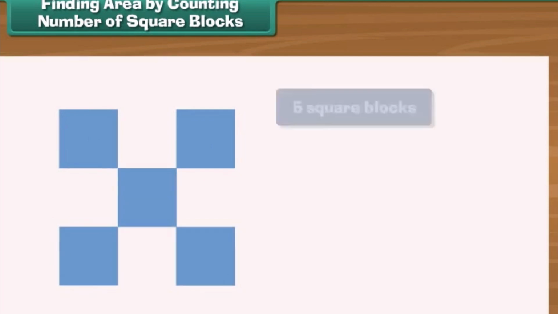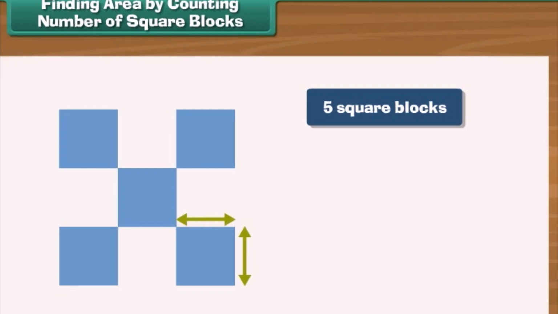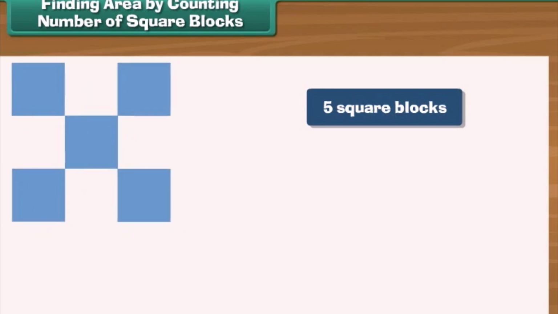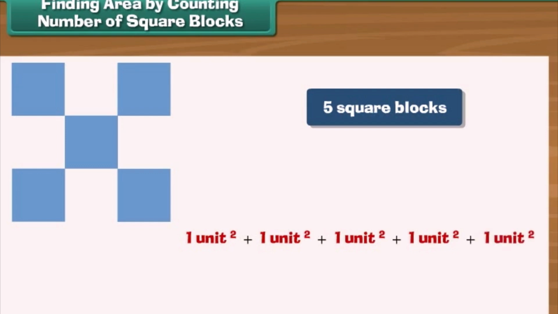Finding area by counting number of square blocks. Now, let's calculate the area of the given figure that contains 5 square blocks. The length of each square block is 1 unit. We know that the area of one square block of 1 unit length is 1 unit square. So, the area of the complete figure of 5 square blocks, each of length 1 unit, is 1 unit square plus 1 unit square plus 1 unit square plus 1 unit square plus 1 unit square. It can also be written as 1 plus 1 plus 1 plus 1 plus 1, which is equal to 5 into 1, which equals 5 unit square.